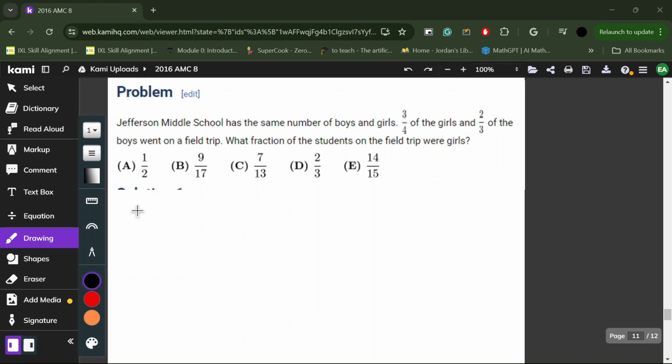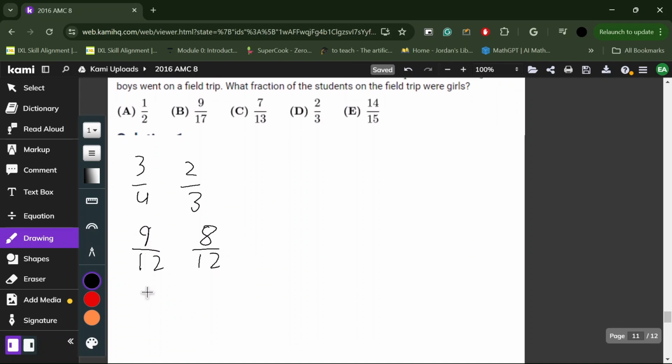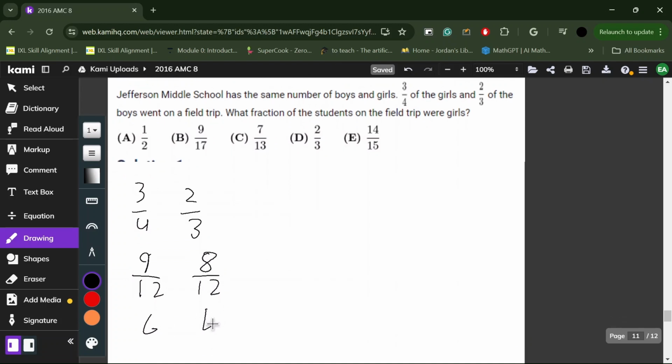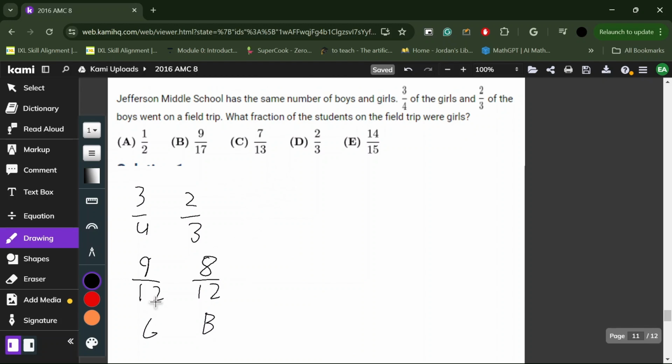So the first thing I did to solve this problem was see that 3/4 and 2/3, you can change them into 12ths so that they have equal denominators. So this is going to be 8/12 and this is going to be 9/12. And I'm going to label this as G for girls and 8/12 is B for boys. So let's just assume that there's 12 of each, right? 12 boys and 12 girls.